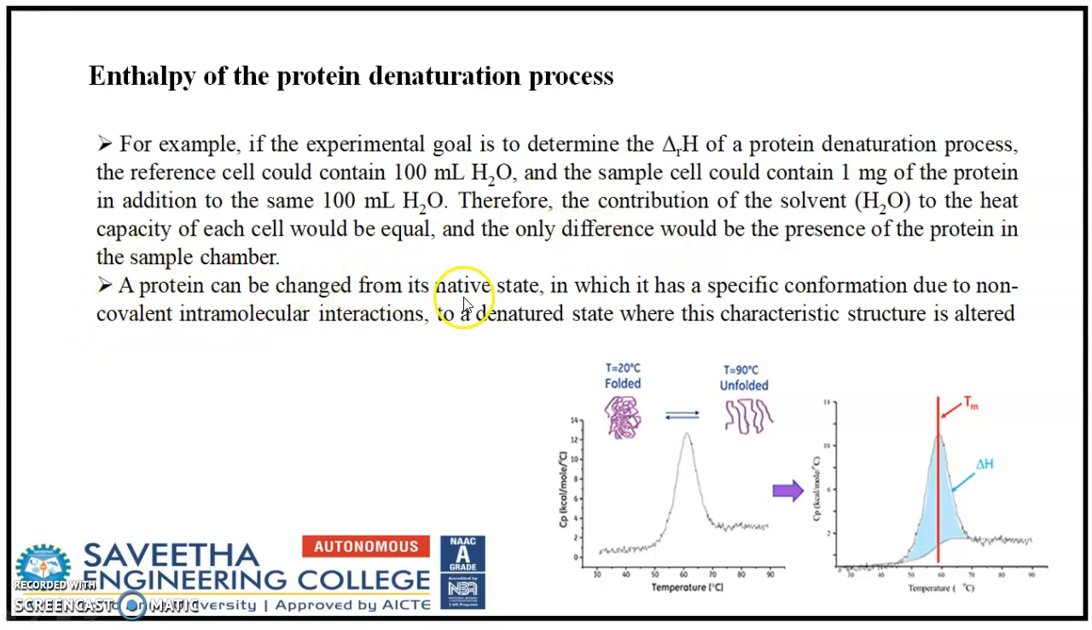A protein can change from its native state, in which it has a specific conformation due to non-covalent interaction, to the denatured state, in which the characteristic structure is altered. Here at a temperature of 20 degrees Celsius, it is in the folded state, and at 90 degrees Celsius, it has converted from its original state to the unfolded state, and this is a thermogram, and this is the Tm, that is the melting temperature. So here it is denatured from the folded state to the unfolded state.